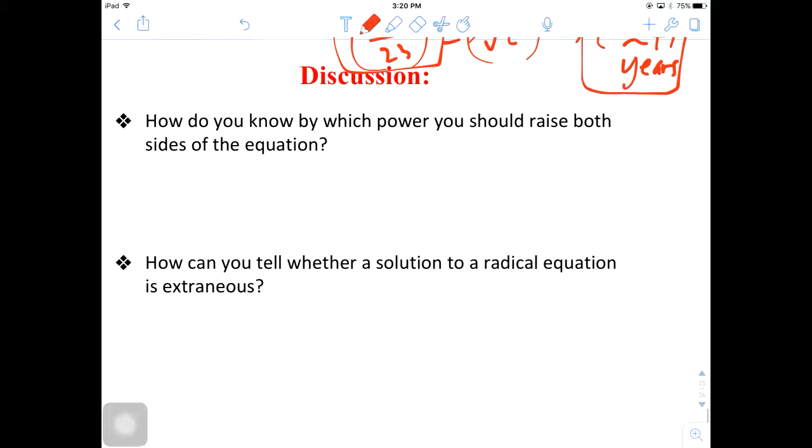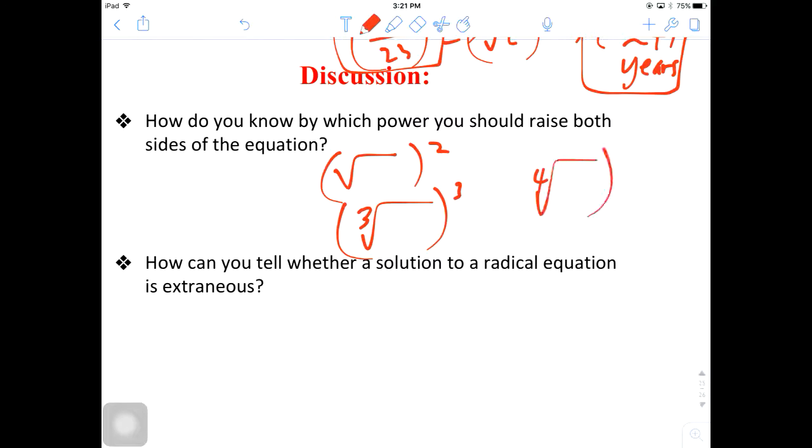And here's a discussion question. How do you know by which power you should raise both sides of the equation? Well, if it's a square root, you would raise it to the square. If it's a cube root, you would raise it to the cube. If it's a fourth root, you would raise it to the fourth. So it depends on the root. Okay, so that's the answer for that one.